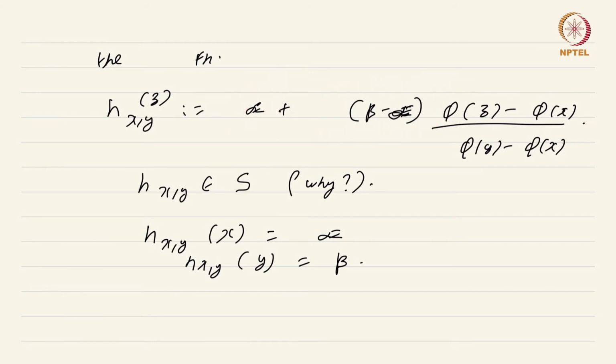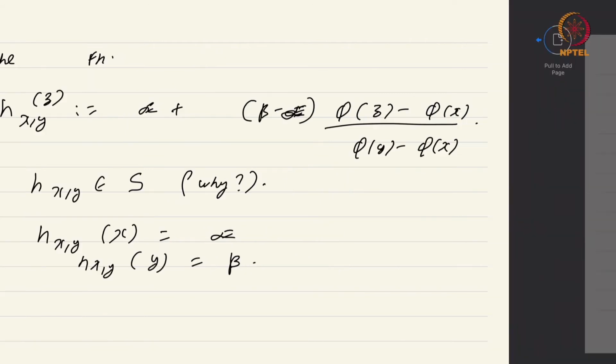So what have we achieved? Given two points x comma y and values alpha comma beta, I can find a function h_{xy} in S such that h_{xy} of x is equal to alpha and h_{xy} of y is beta. So no matter what 2 points I choose in X and what 2 values alpha comma beta I choose in the real numbers, I can always find a function in S that at least interpolates: h_{xy} of x equal to alpha and h_{xy} of y equal to beta.